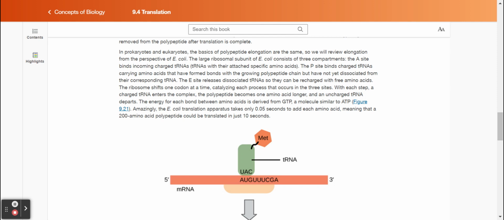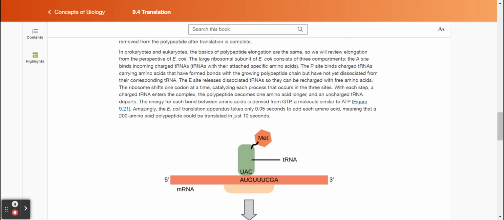In prokaryotes and eukaryotes, the basics of polypeptide elongation are the same, so we will review elongation from the perspective of E. coli. The large ribosomal subunit of E. coli consists of three compartments. The A site binds incoming charged tRNAs with their attached specific amino acid. The P site binds charged tRNAs carrying amino acids that have formed bonds with the growing polypeptide chain but have not yet dissociated from their corresponding tRNA. And the E site releases dissociated tRNAs so they can be recharged with free amino acids.